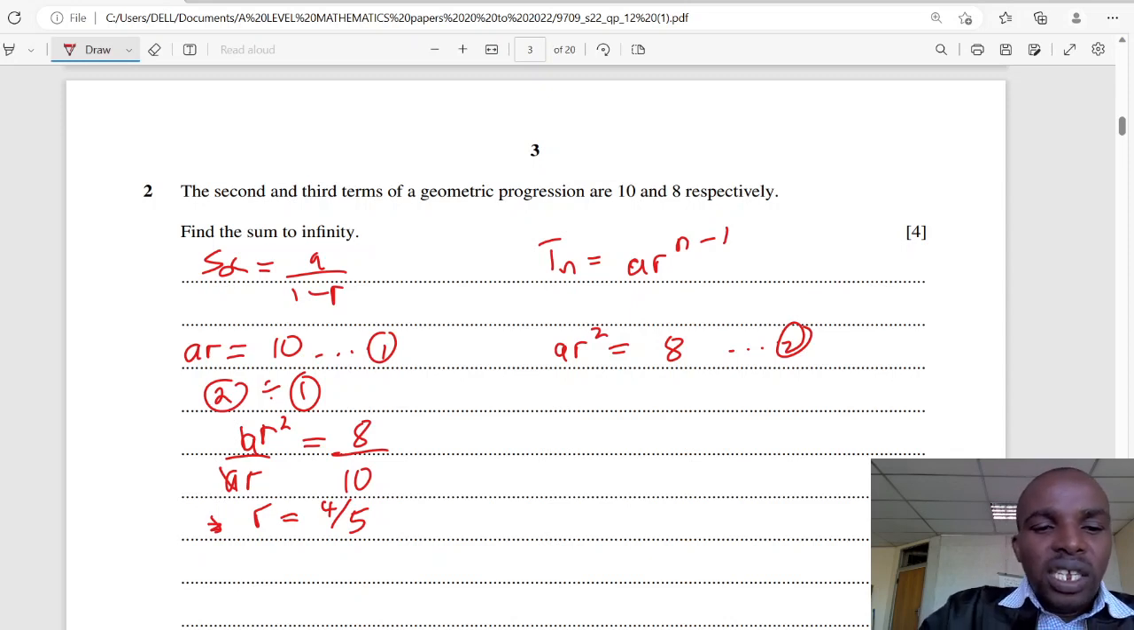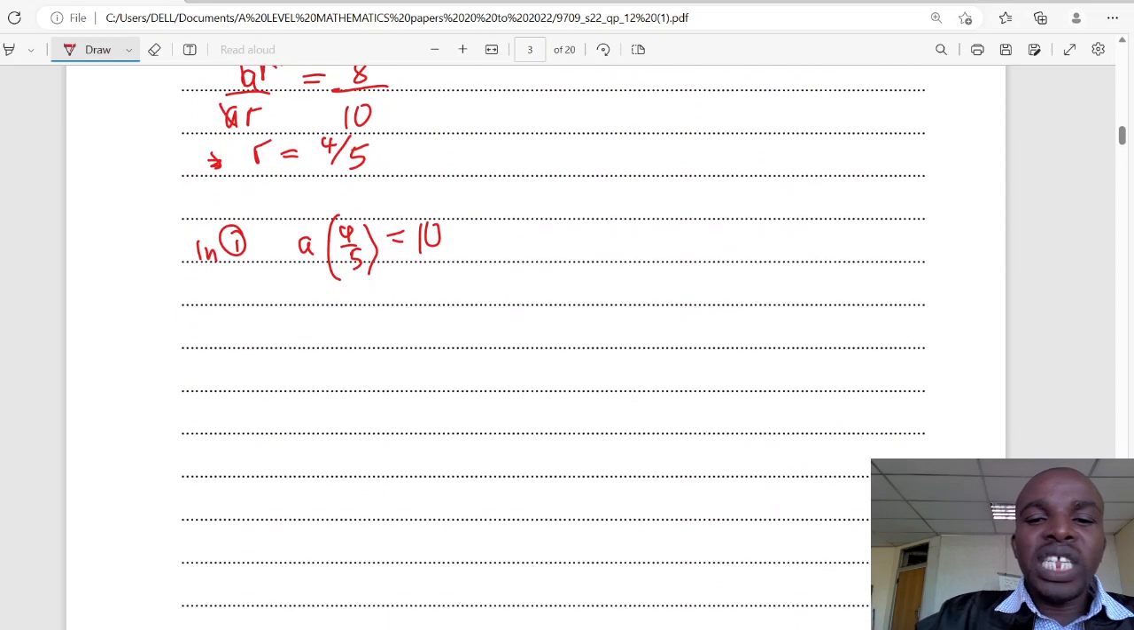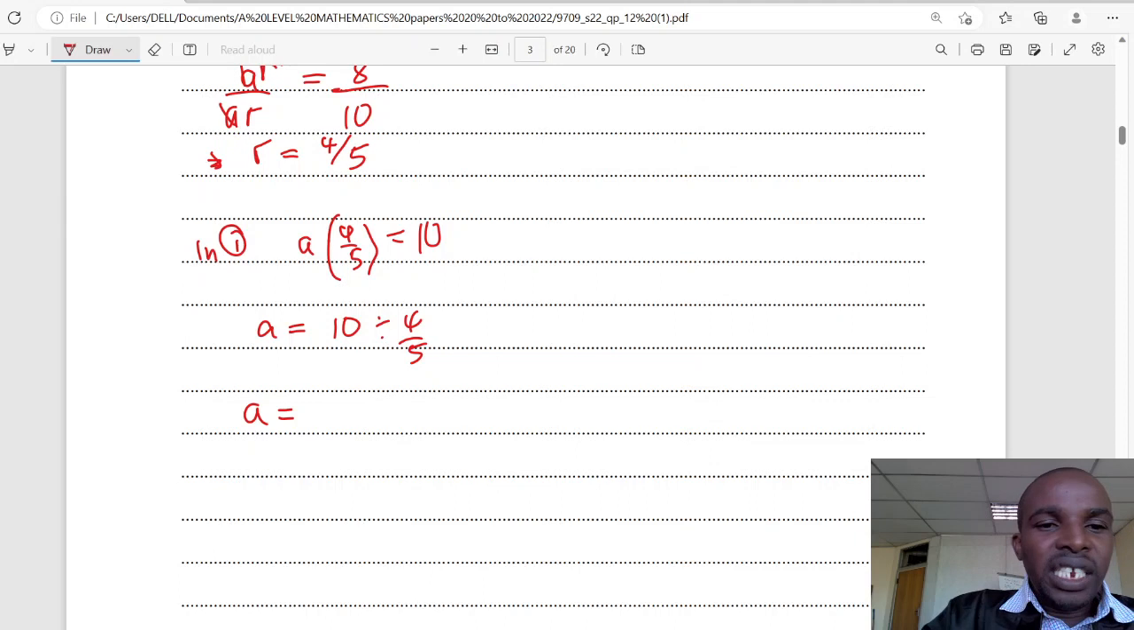So in equation 1, a times r, which is 4 over 5, is supposed to give you 10. Then if you simplify, you get a is equal to 10 divided by 4 over 5. What is 10 divided by 4 over 5? You get 25 over 2.